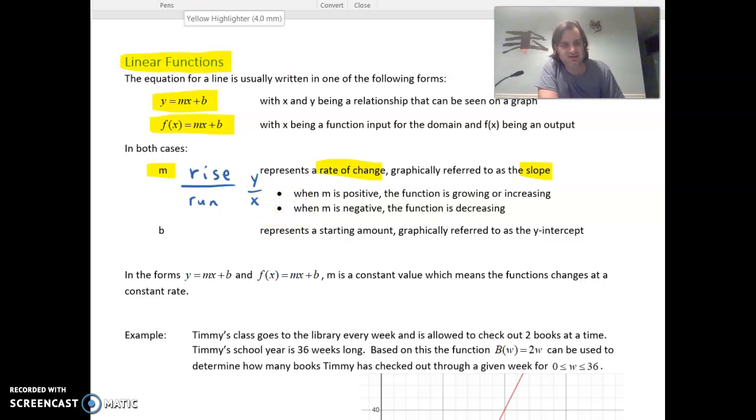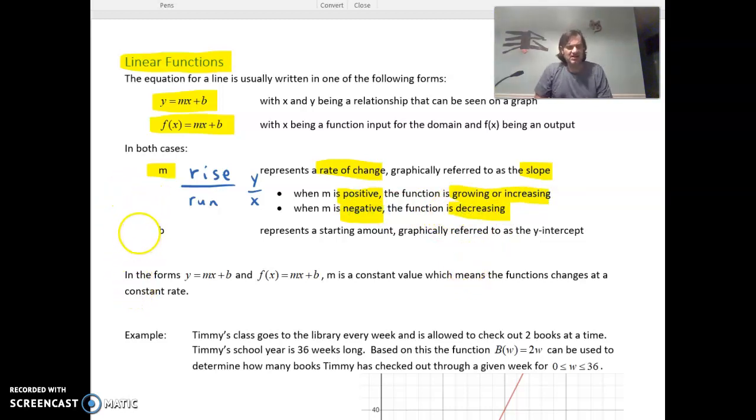So this is basically output over input. And that's what allows this to be a straight line, because that m will be a number. So it will always go up and over the same amount. It will constantly be moving at a specific rate so that the line stays straight. And if m is positive, we'll say that that's a growing or increasing function. And if m is negative, we could say that is decreasing.